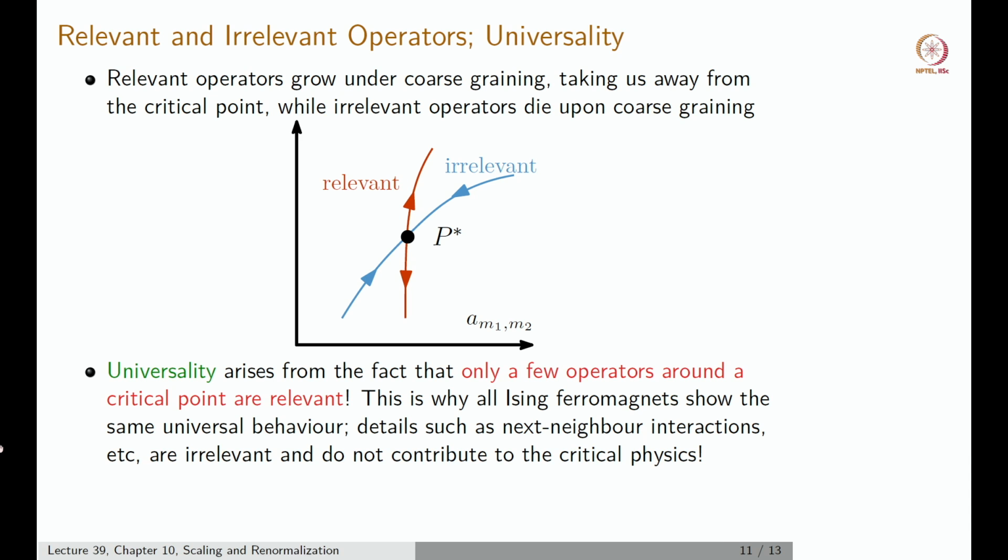And this is why, irrespective of what kind of system is realizing this Ising transition, it seems to forget a lot of the details, and only the essential things which define the relevant directions control the critical phenomena, and you get universality. Okay. So this is of course sounding a little abstract, but we will see this concretely in calculations as we go along.